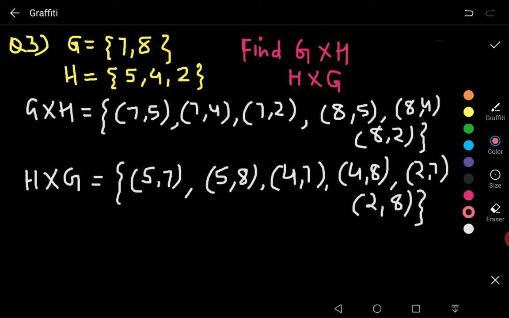So here one thing to keep in mind: if H is written first, then the element of H will come first. See, 5, I have taken 5 at the first place in the ordered pair, right? Then I move to the next element of H, that is 4. So if H is written first, then 4 will come first. See this. So this thing you have to keep in mind, that the elements of the set that is written first, you have to place them at the first place in the ordered pair.